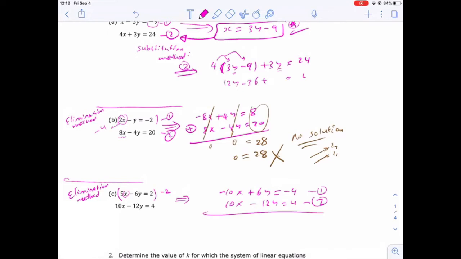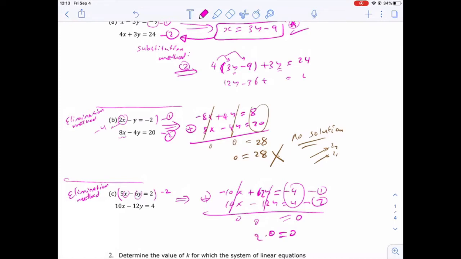And then we add them. This is 0. I multiplied this as well by -2, so this should be 12y. And this is 0. On the right hand side we have -4 plus 4, that's 0. So 0 equals 0. This is true. This is true statement, but this is true for any value. For example, if we choose any value of x, any value of y, this statement will still be true.